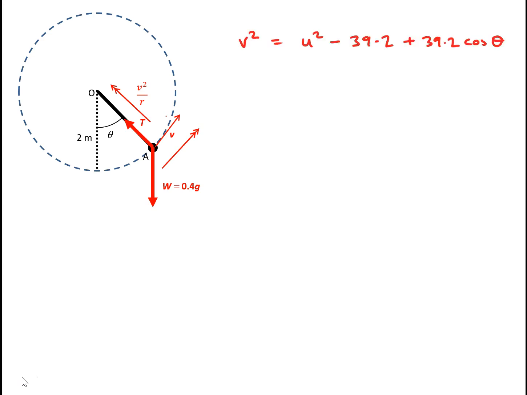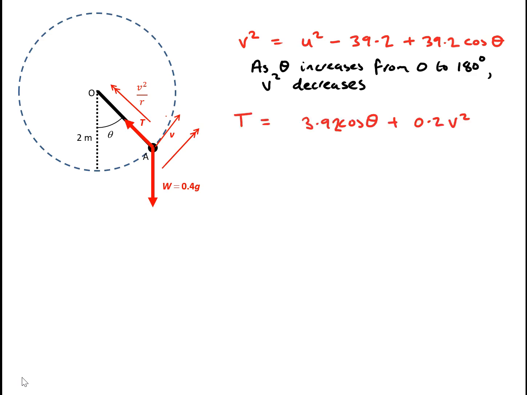So we've got the expression for v at any point during the circular motion, and we can see that as theta increases from 0 to 180 degrees, v squared decreases. Well, conservation of energy would tell us that, but the equation is also telling us that. And we've also got T is 3.92 cos theta plus 0.2 v squared. And that was telling us that T cannot be 0 if theta is an acute angle.